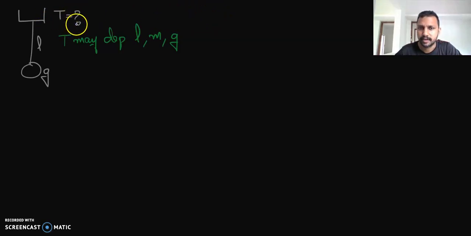Whose equation is to be derived? It is the time period. Therefore, we'll write T proportional to, depending on which factors? It is given that it may depend on length, mass, and acceleration due to gravity. Therefore, T proportional to L raised to A, M raised to B, G raised to C.